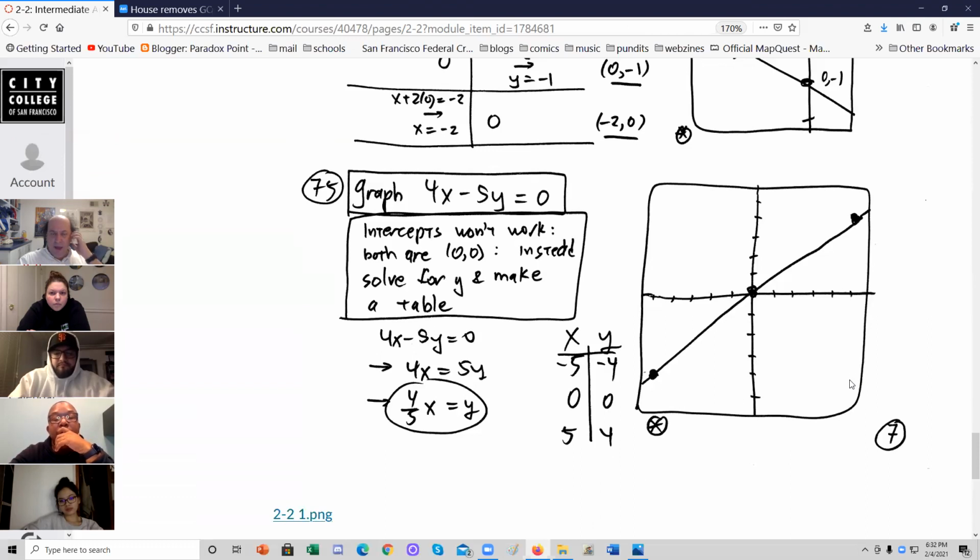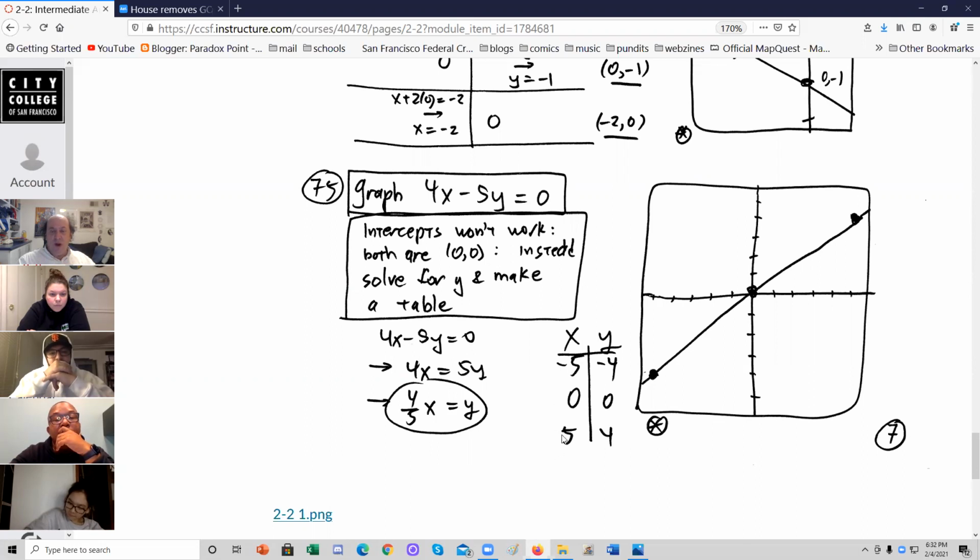This one, however, has a weakness. 4x minus 5y equals 0. If you set x equals 0, you get y equals 0. If you set y equals 0, you get x equals 0. So the two intercepts are the same, and that's only 1 point. It's not enough to graph. So let's instead just solve for y and make a table. If 4x minus 5y is 0, then 4x equals 5y, and dividing by 5, y equals 4/5 x.